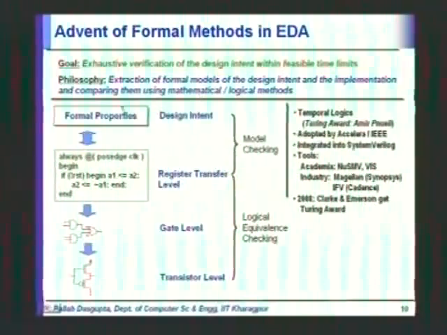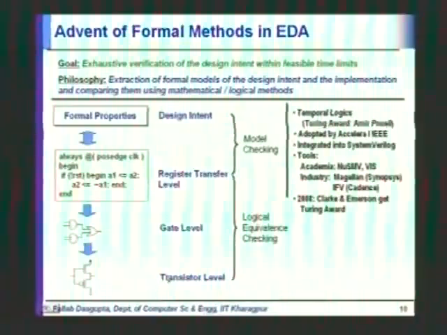Okay. The philosophy of this is that we extract formal models of the design intent, and we extract a model from the implementation and compare them using mathematical or logical methods. So we have formal properties in the design intent, then we have the register transfer level code, then gate level, transistor level. As I mentioned before, at these levels we have formal equivalence checking methods. Equivalence checking methods formally tell you that these two are equivalent, these two are equivalent. And on the top you have the model checking, which is checking the properties against the RTL.